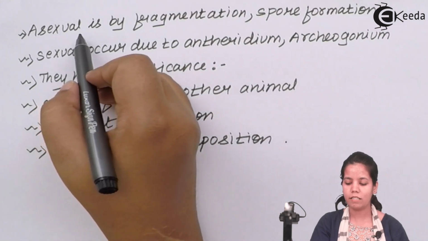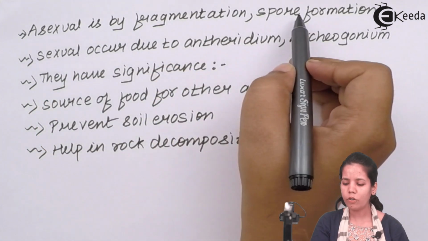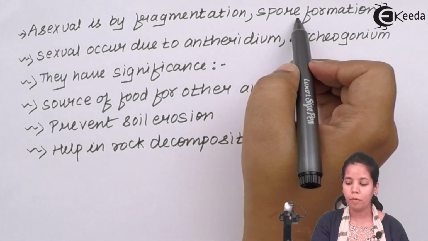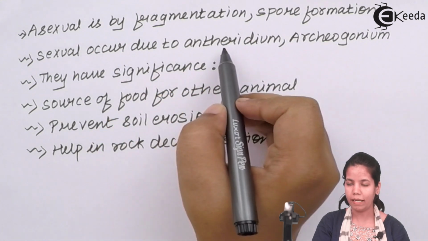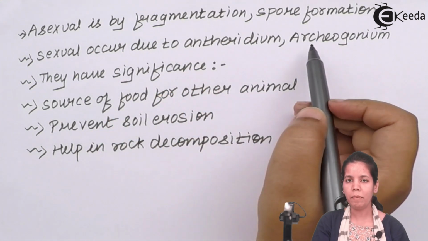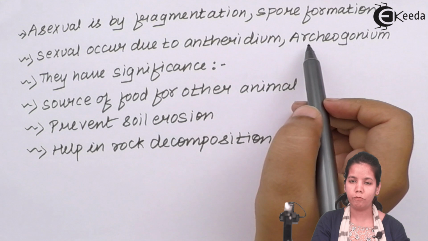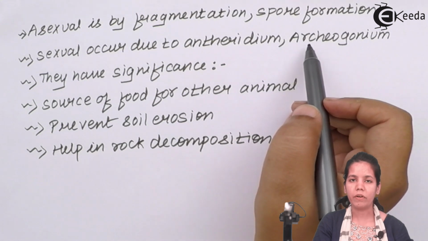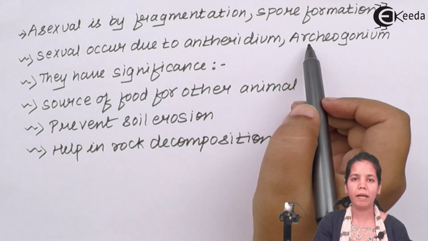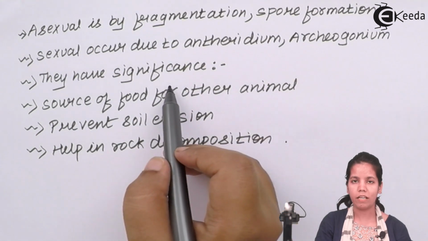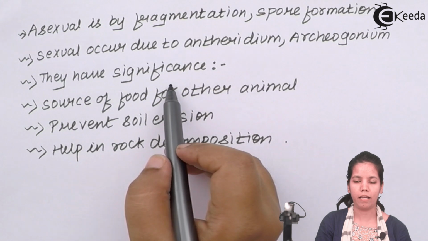Asexual reproduction is by means of fragmentation, or it could be spore formation by the sporangium process. Now, sexual reproduction occurs due to the male gamete, which is antheridium, and the female gamete, that is archegonium. The fusion of male and female gametes would result in the formation of zygote and then embryo and then a small little plantlet.